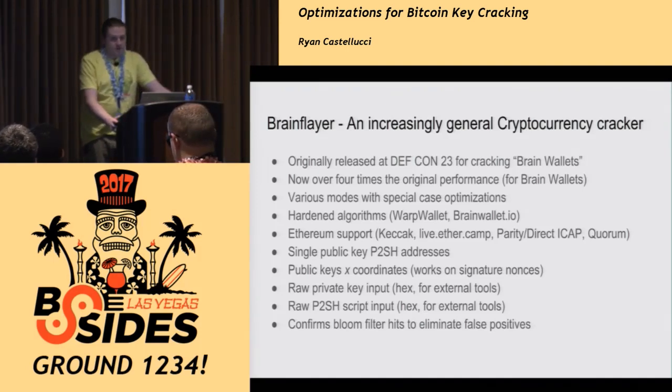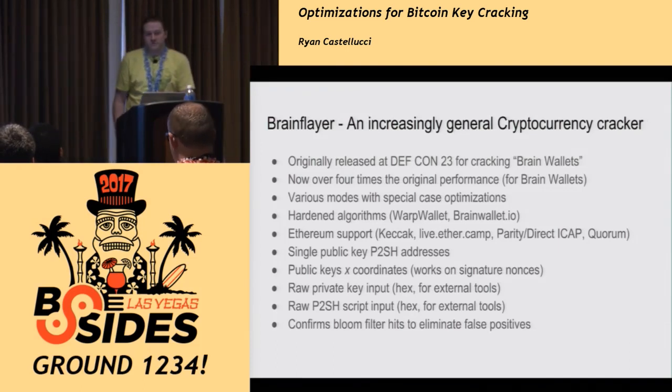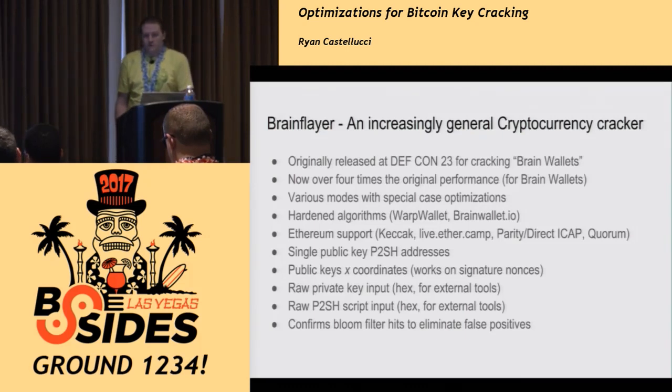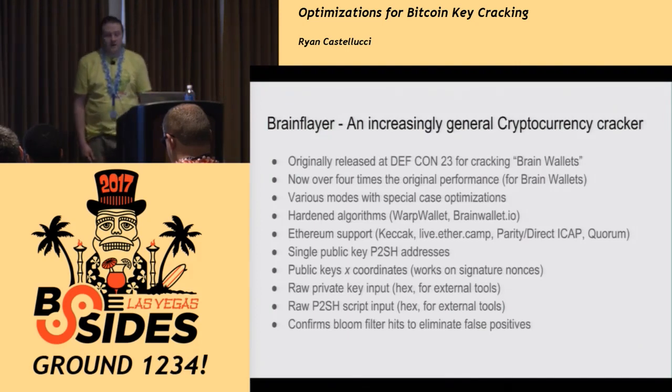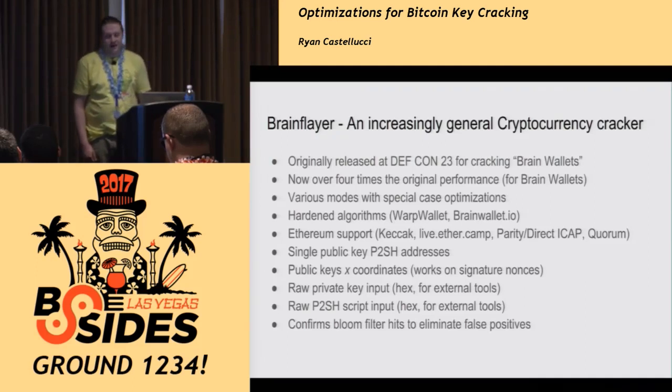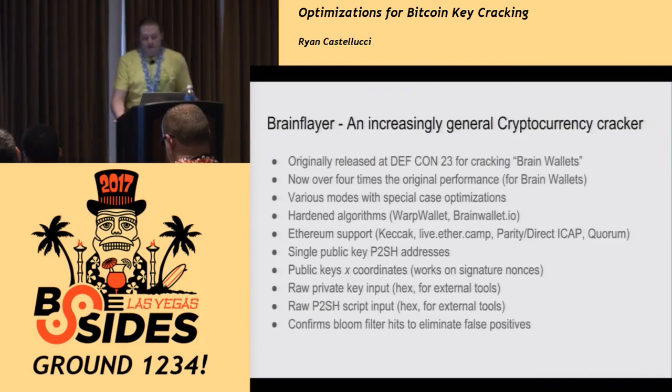So since DEF CON 23, I have added a bunch of new modes to Brainflare, special case optimizations. I added support for a bunch of hardened algorithms. It has Ethereum support now, pay-to-script hash support, raw private key input so that you can write external tools that generate keys and feed that in. You can feed raw pay-to-script hash scripts in there, and Bitcoin's gotten a little bigger, so the Bloom filter has actual false positives now. So there's a feature for making sure that those false positives are caught and ignored.